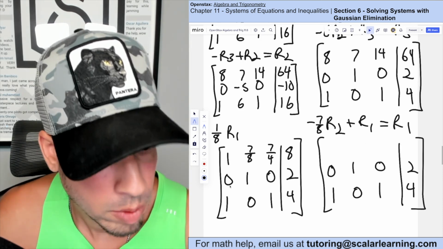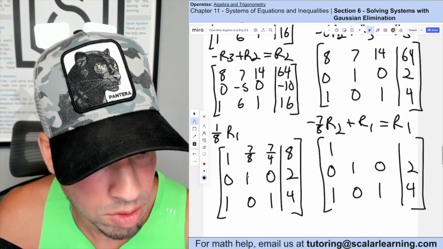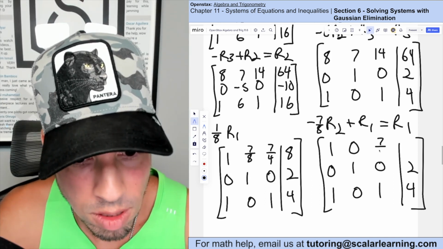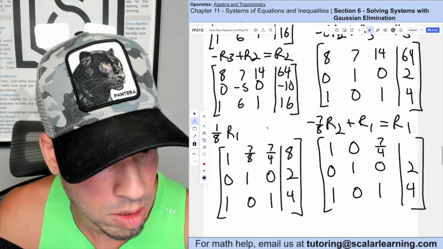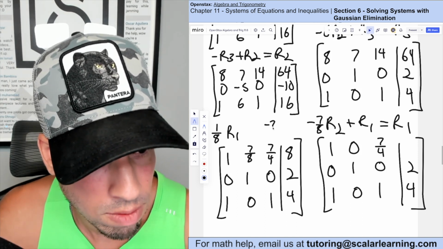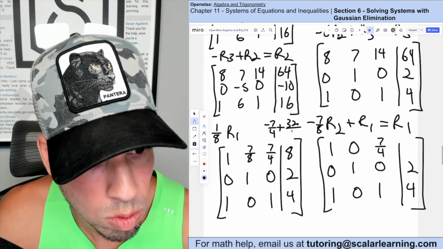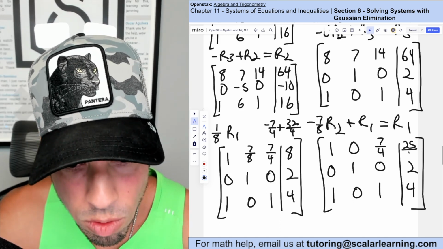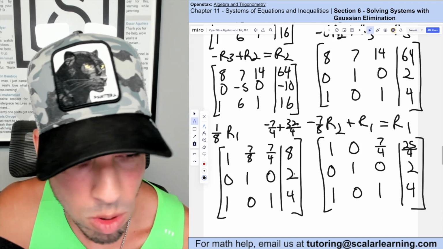Let's check it out. So we got that times 0 is 0 plus 1 is 1. That times 1 is negative 7/8 plus 7/8 is 0. Times 0 is 0 plus 7/4 is 7/4. And then negative 7/8 times 2 is negative 7/4 plus 8, which is the same as 32 over 4. So negative 7 plus 32 is 25 over 4. All right, next we can zero out this guy by multiplying row 1 by negative 1 and adding it there.